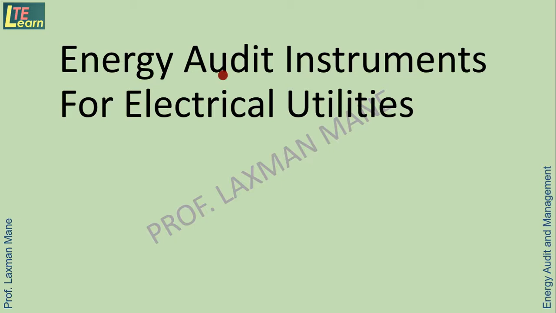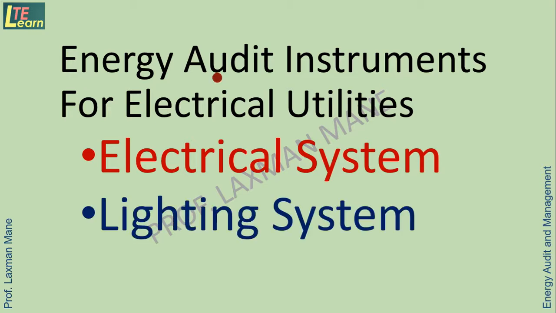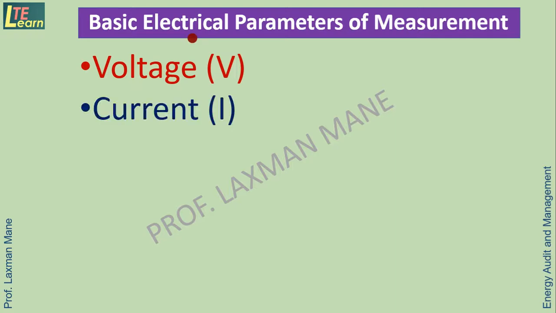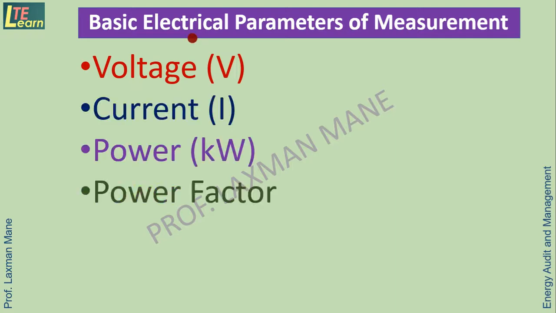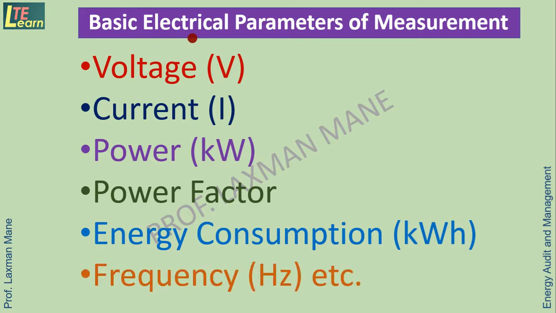Energy audit instruments for electrical utilities include electrical system and lighting system. Basic electrical parameters of measurement are voltage, current, power factor, energy consumption, and frequency.